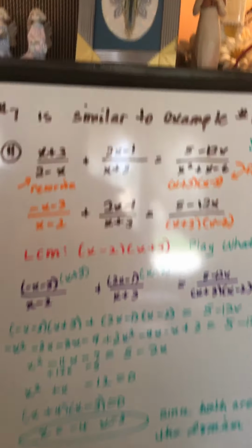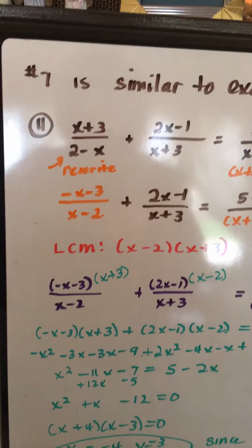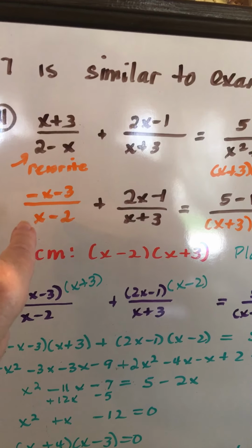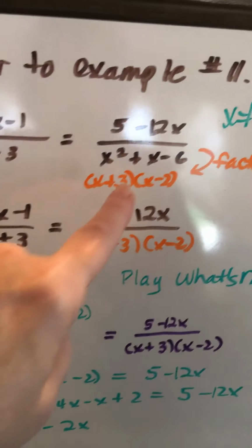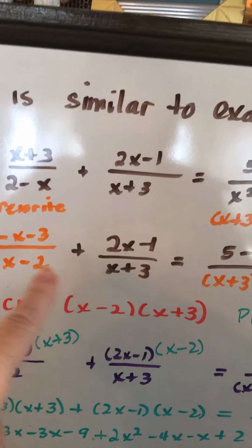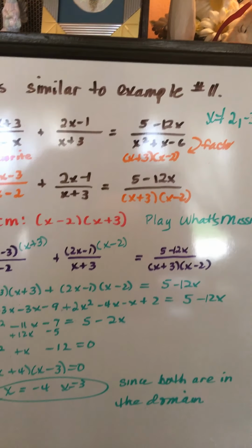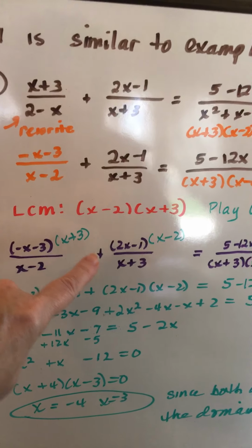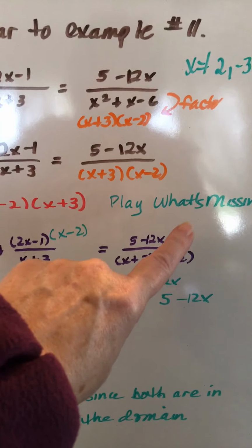The last problem, number 7, is going to be like example 8. And in number 11, again, note we have to reverse, so I have to negate the bottom and negate the top. Everything else is okay. I have to factor, and what a shock. It's the product of the two denominators again, as almost every one of these has been. So we play what's missing. X minus 2 is missing x plus 3. X plus 3 is missing x minus 2. I forgot to put a 1 over there.